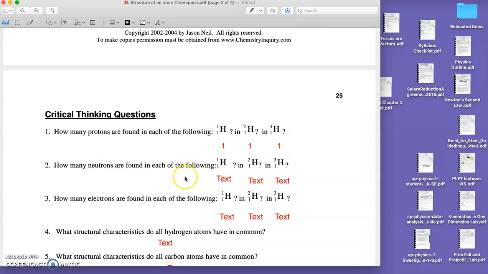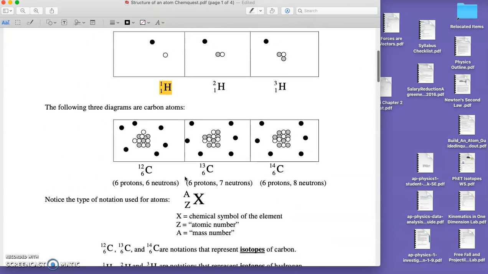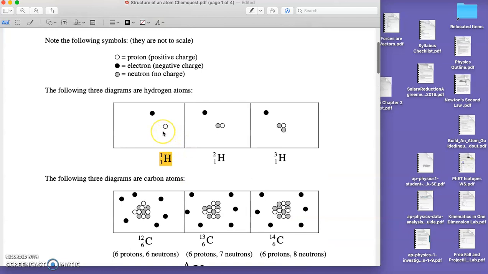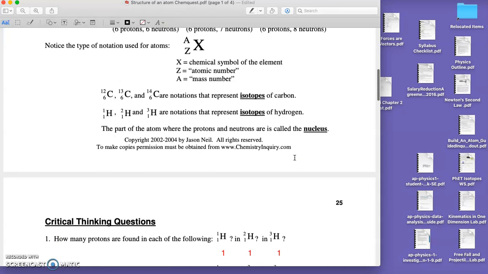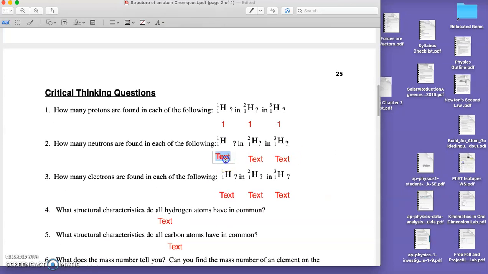How many neutrons are found in each of the H's? So let's look back at our H's. Let's count our neutrons. This one has 0. The second one has 1. And the third one has 2. So we get 0, 1, and 2 for the neutrons.